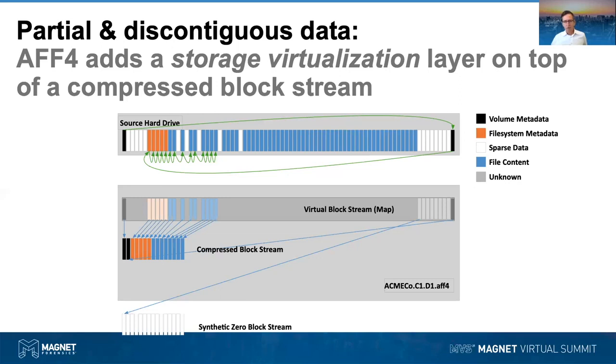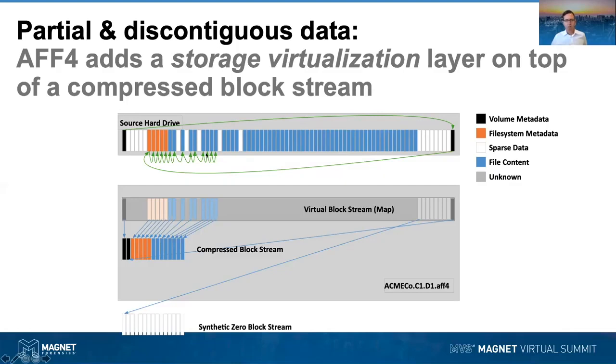Having this virtualization layer in place allows us to take our concept of a forensic image from being a linear block stream to being a non-linear block stream. So what do I mean by that? Now, if you look at the path that we're traversing by these green arrows up above here, what it allows us to do is to read the blocks of the source hard drive out of order.